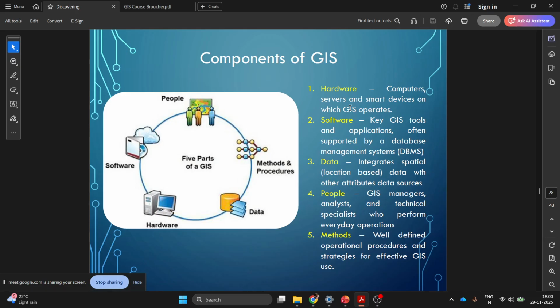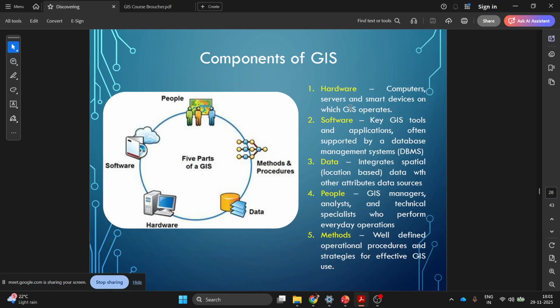And the next one is software. In order to store this data properly, retrieve it properly, and analyze it properly, we need software. For example, key GIS tools and applications, often supported by a database management system. As I was referring, here we are dealing with thousands and millions of records. So in order to store this data, we need a proper database management system, shortly called DBMS, and this data needs to be stored in proper hardware which can help in storing it.